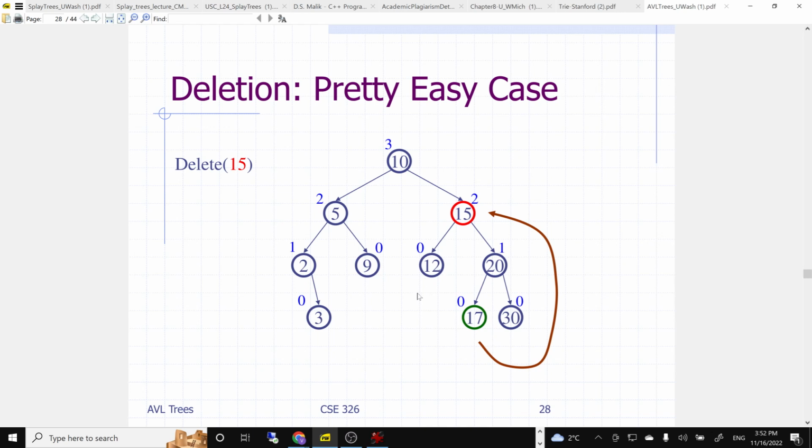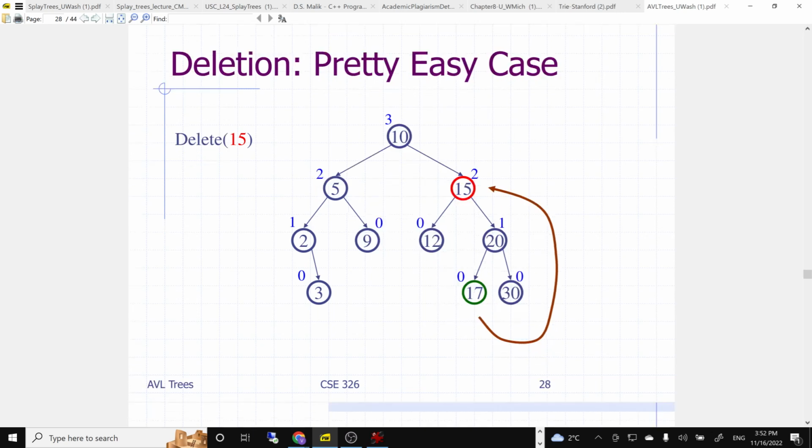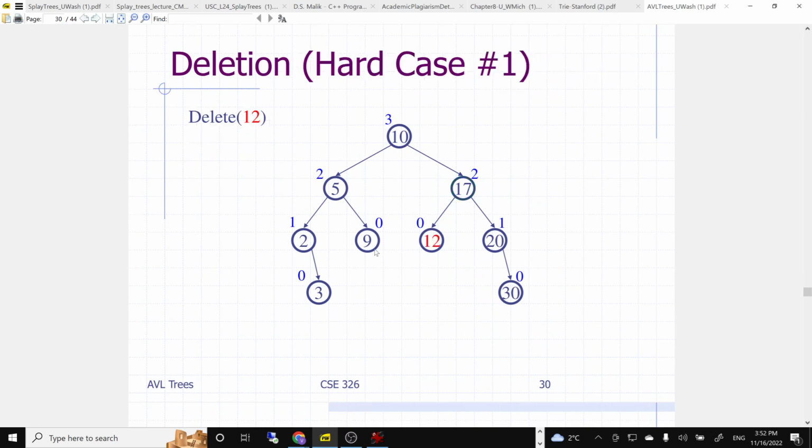Of course, if this was heavier, we would take that. If either side is equally weighted, technically it wouldn't matter. You could take either side. So of course, you probably want to make these rules ahead of time. So there's some room for improvement.